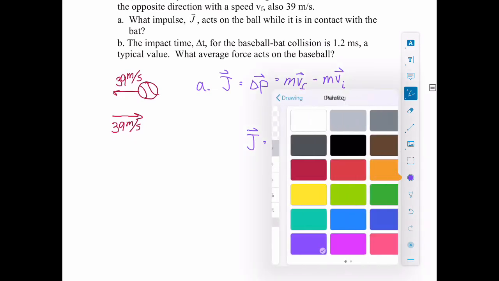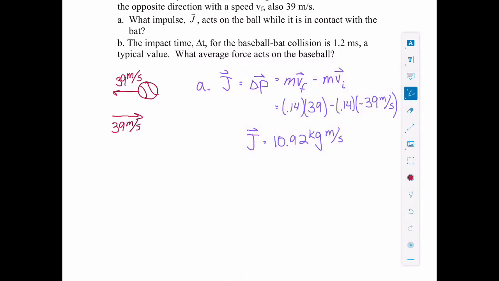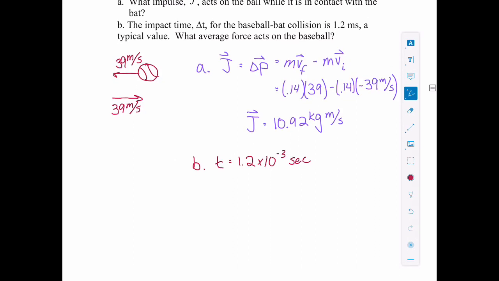All right, let's go back to red. That's yellow. There we go. Part B says, all right, if the impact time for the collision is 1.2 ms. What is 1.2 ms? That's milliseconds. So times 10 to the minus third seconds. We want to figure out what is the force. Well, luckily, we know that impulse is force times time.